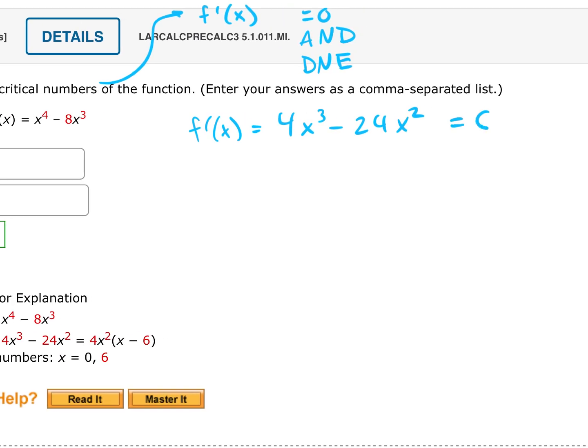We'd set this equal to 0. So let's do that first. When we set it equal to 0, how would we solve?